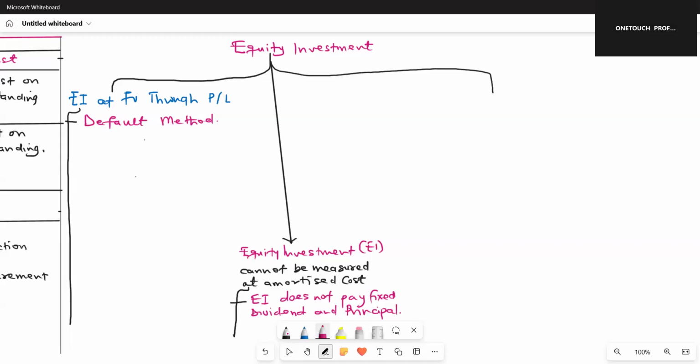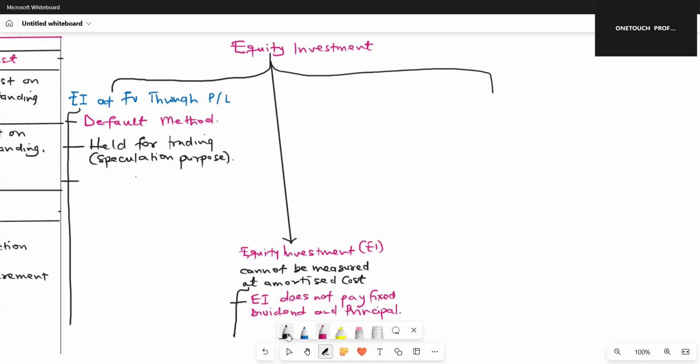Whenever you buy shares, it should be treated as fair value through P&L. But if it is held for trading, then it's compulsory. It cannot be any other classification other than fair value through P&L. Did you get it? So held for trading is the same as speculation purpose.